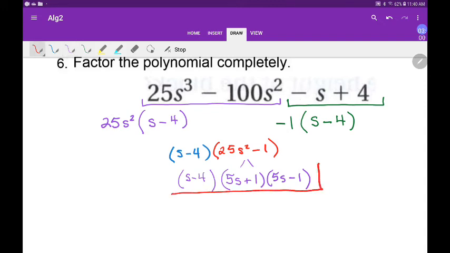So if I multiply those three binomials together, I'll get back to where I started from. But that's the factored form.